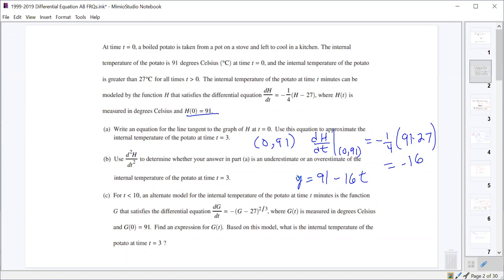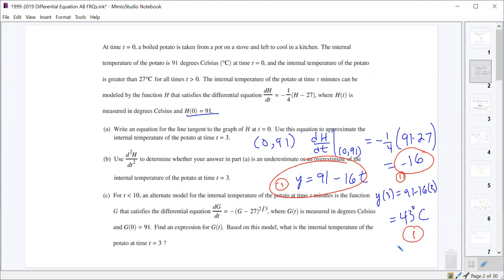And then we need to use that to approximate the temperature at t equals 3. So y of 3 will be 91 minus 16 times 3, 91 minus 48, which is 43 degrees Celsius. And there were 3 points with that one. One was for getting the slope. One was for getting the actual equation, and one for getting 43 degrees. Everybody good there with part A, or any questions on part A?